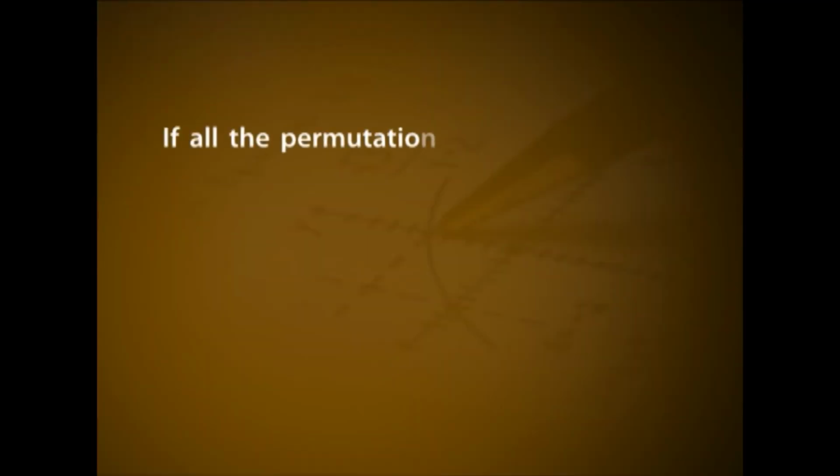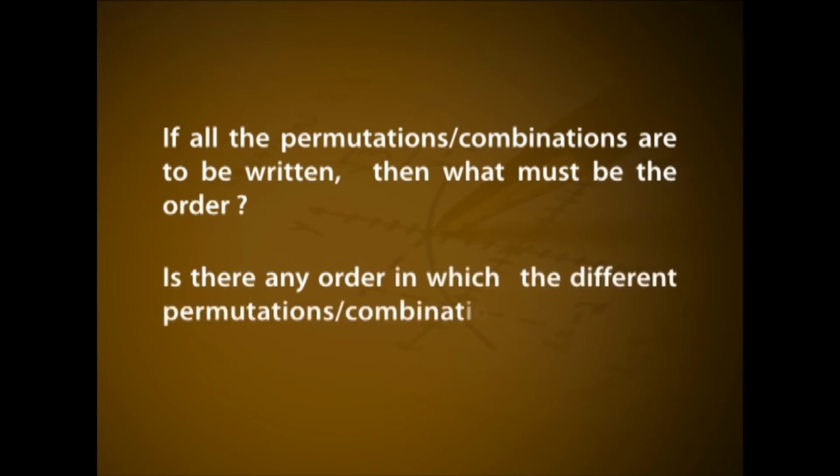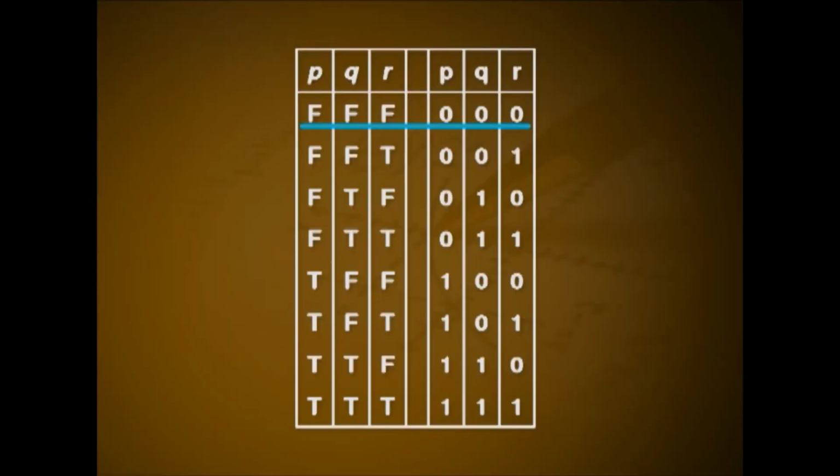After a study of permutations and combinations, it is natural to ask the following question. If all the permutations or combinations are to be written, then what must be the order? In other words, is there any order in which the different permutations or combinations are to be considered? We make it clear with one example. Suppose there are 3 statements whose truth values are true or false. The truth values may be 1 or 0 also. When we prepare a truth table, their truth values are usually written in the following order. P false, Q false, R false means the value is 0, 0, 0.